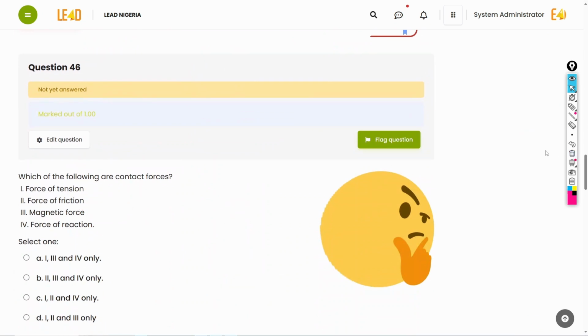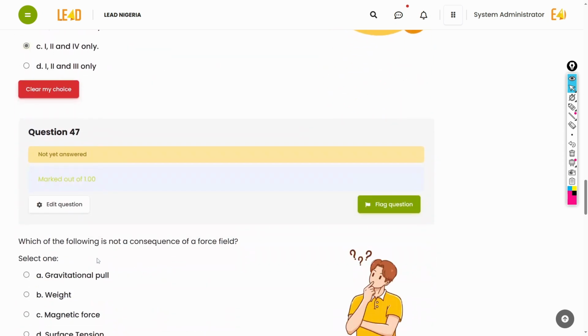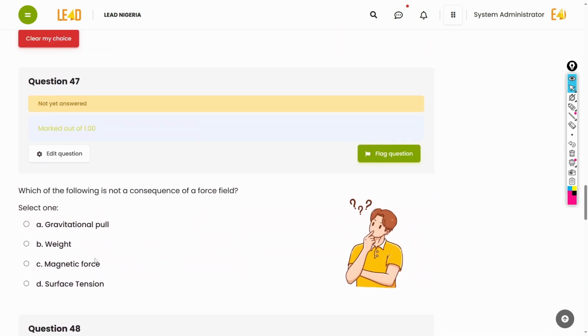46. Which of the following are contact forces? Force of friction and force of tension, force of friction, magnetic force, force of reaction. So it's everything apart from 3. All right, everything apart from 3. So that's 1, 2, and 4. That's C. That's 46. 47. Which of the following is not a consequence of a force field?